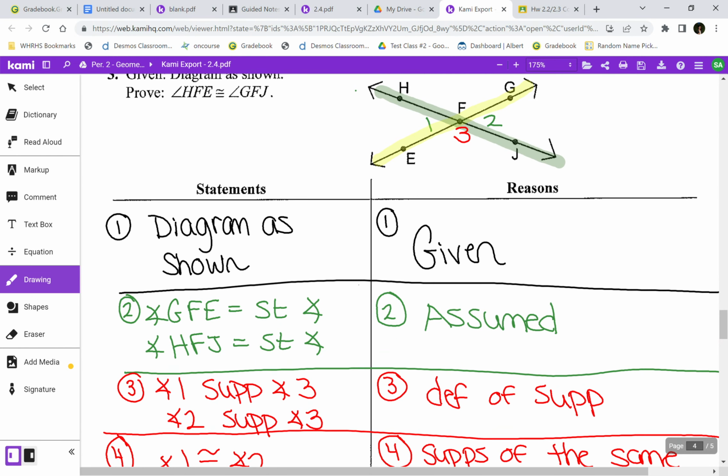Absolutely. Amanda had a great question. She said, if we were taking a test, could we just replace the angles with numbers and just use the numbers like we did here? 110% you can do that. And as we get into more complicated proofs, you're going to see that I'm doing that all the time.